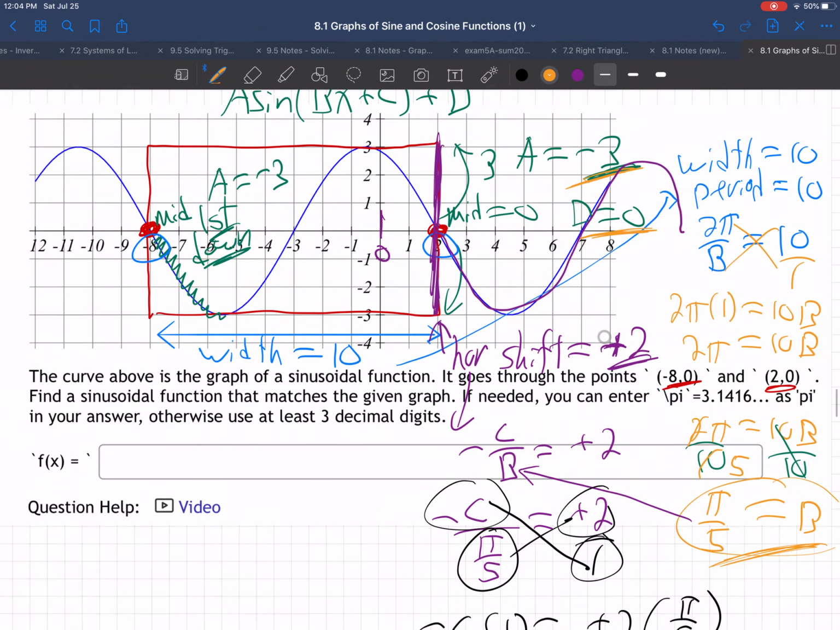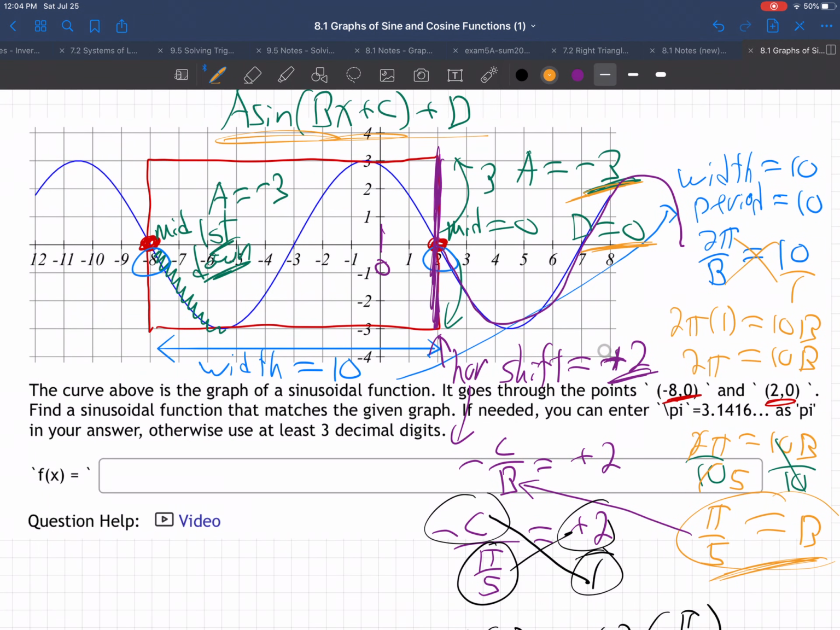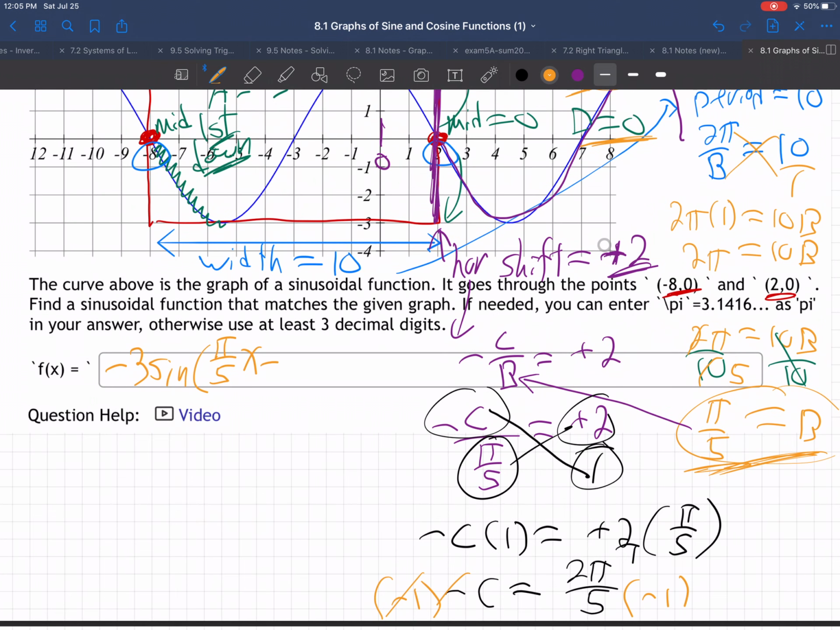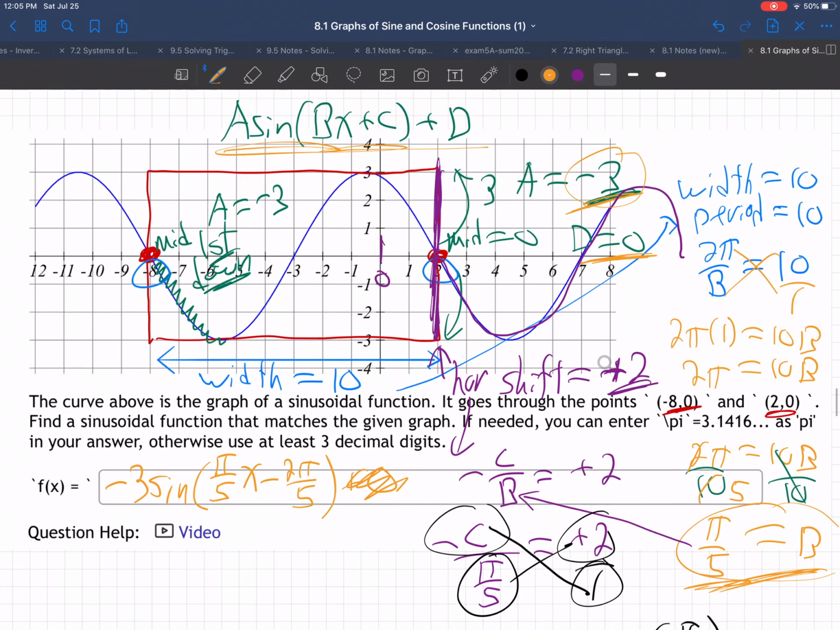So our formula is, remember, it's a sine, so it's a, which is negative 3. Negative 3 sine bx. What's b? b is pi over 5. Pi over 5 x plus c, but c is negative 2 pi over 5, so it's plus and negative is just minus 2 pi over 5 plus d, and d was just 0, so you don't really need that 0 at the back. You can just get rid of that. So there it is. There is the formula.